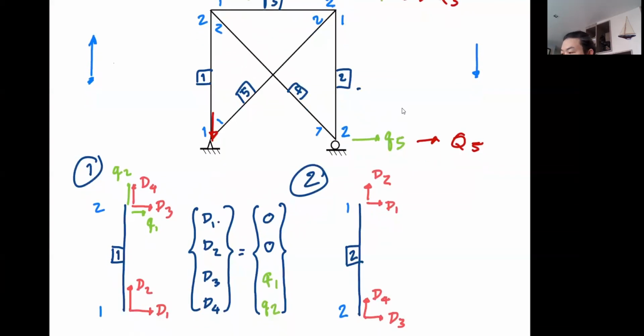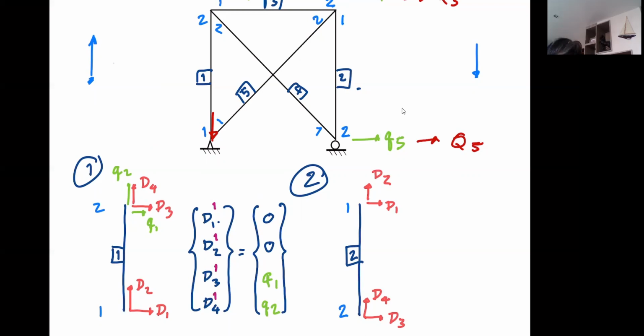Now to differentiate what member you're working on, again, I dropped the superscript to reduce confusion, but in fact, when you write, you should always have the superscript to give the information that you are working on member number 1. Like that.